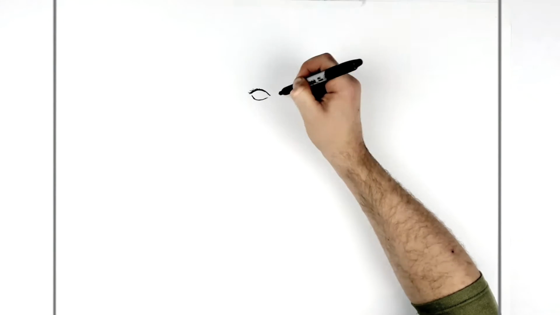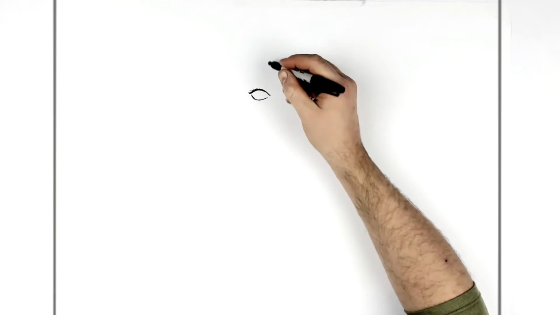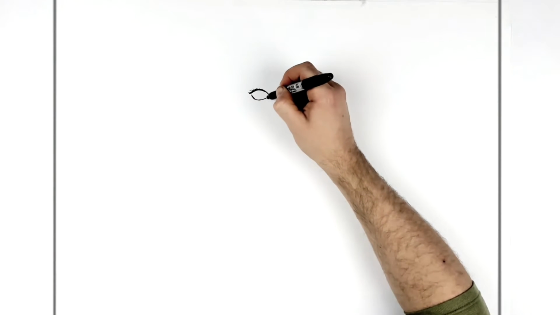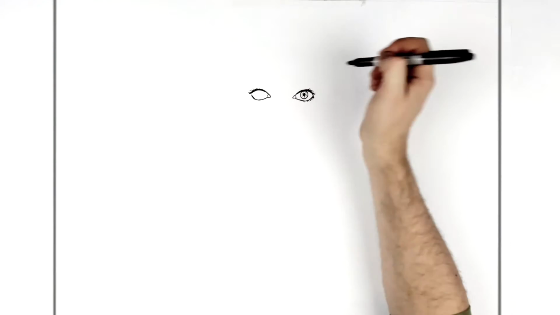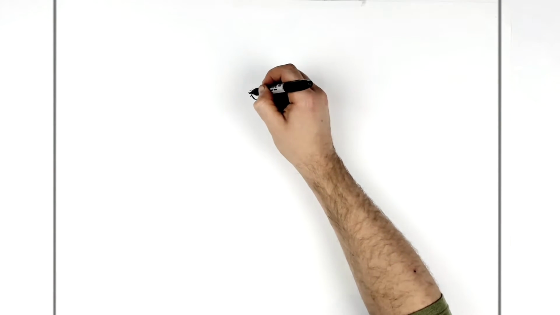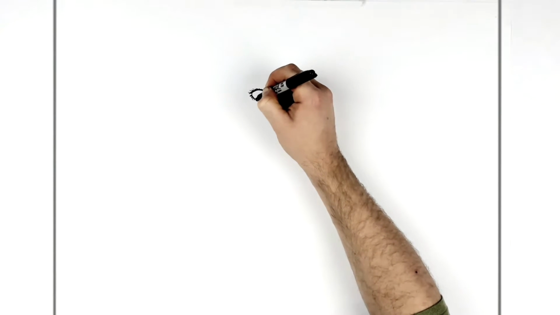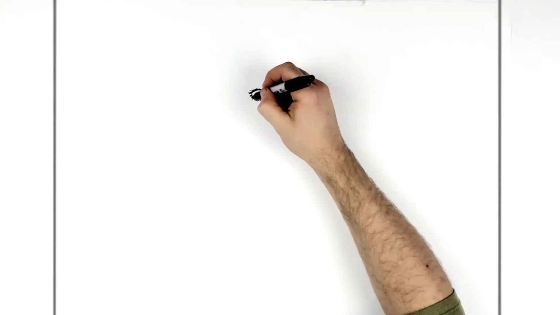And don't worry if they're not exactly the same. They don't have to be, because human eyes, believe it or not, are not perfectly symmetrical. You'll always have one eye that's bigger than the other. Okay? And then we'll add some eyelashes down here as well. Smaller ones. Okay, roughly like that.